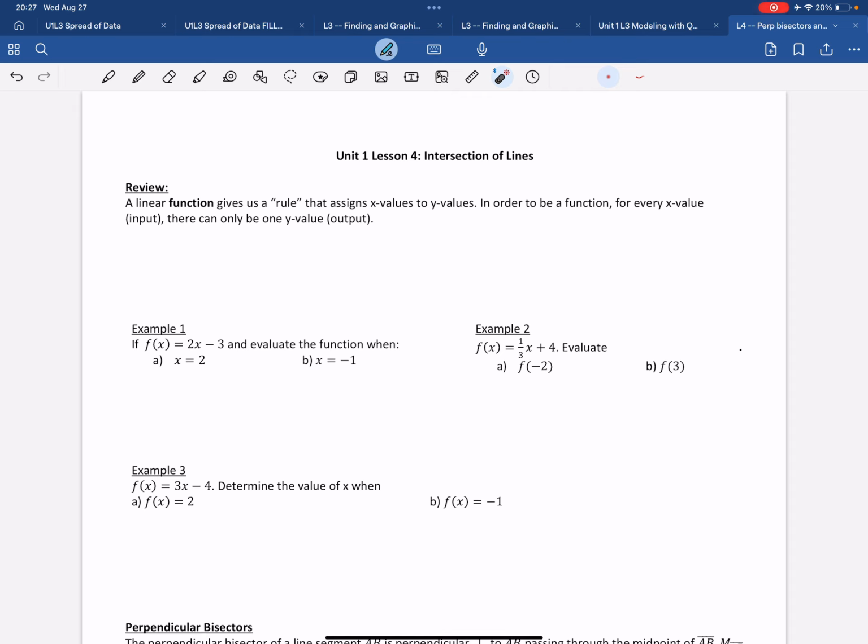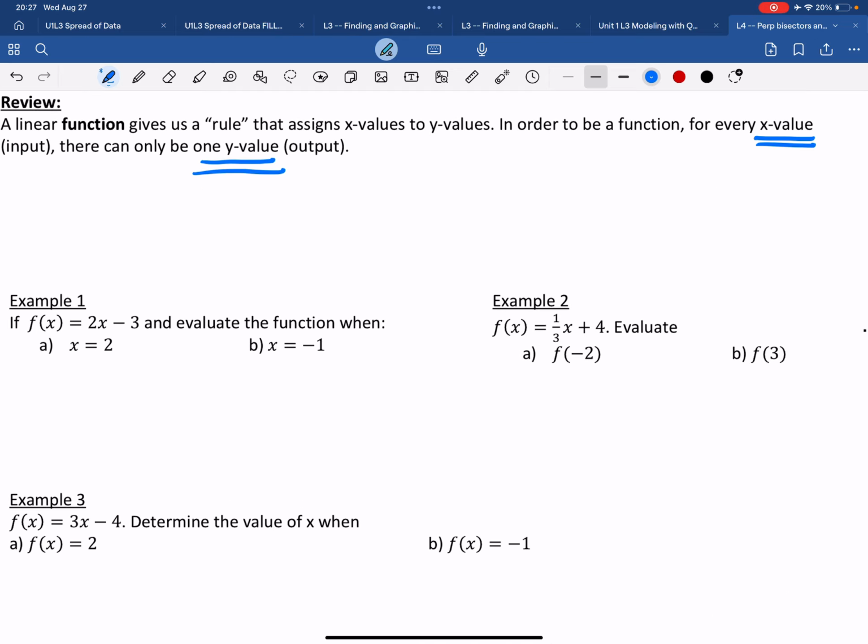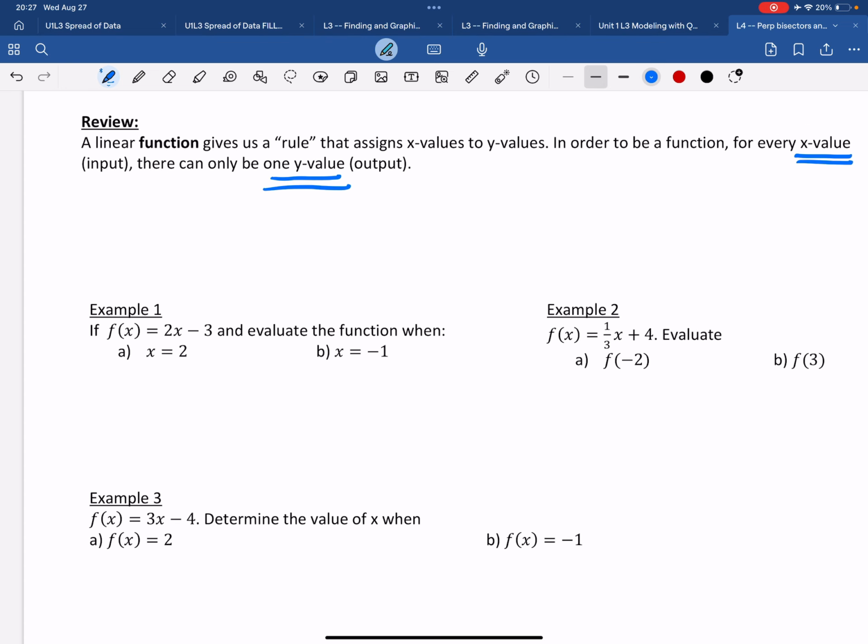So here's a definition of a function, right? One key thing to realize with a function is for every x value or every input, there's only one output, okay? That's what defines a function. So we're looking at linear functions here. And we'll look at a little bit of function notation to start, okay?